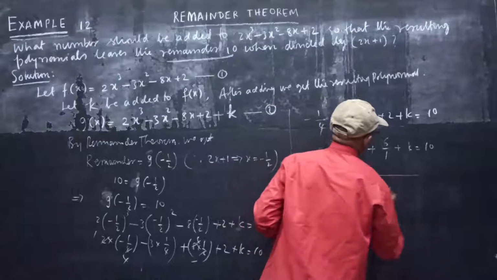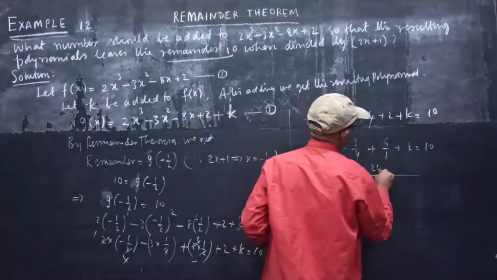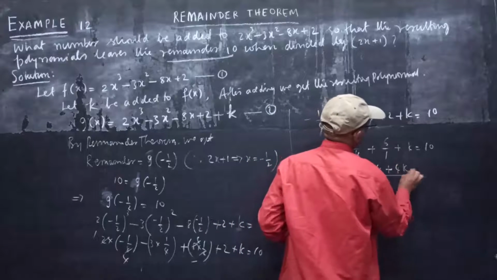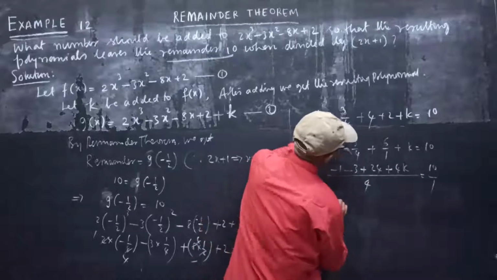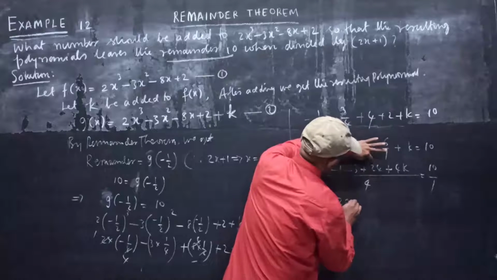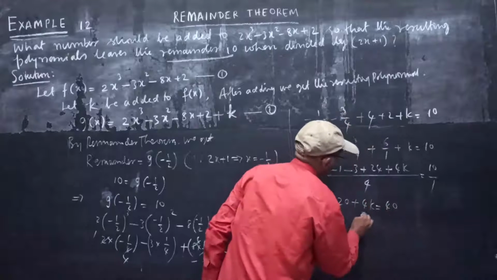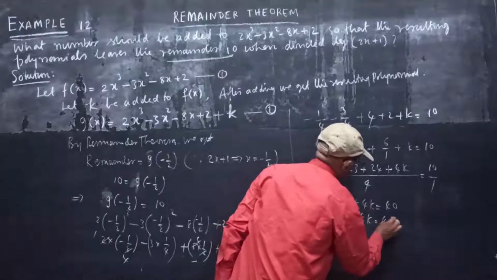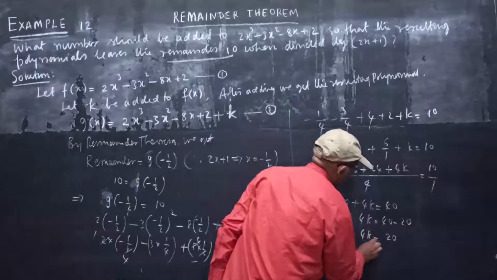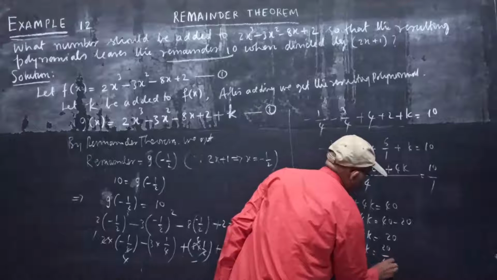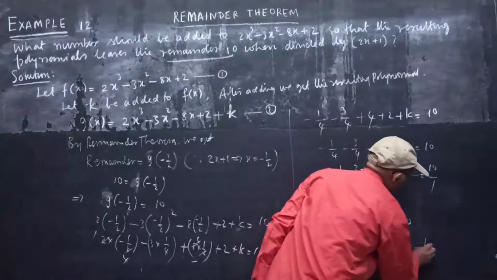We shall take LCM 4, that is minus 1 minus 3 plus 24 plus 4k is equal to 10 by 1. So on cross multiplying, we will get minus 4 plus 20, that is 20 plus 4k is equal to 40. 4k is equal to 40 minus 20, that is 20. So k is equal to 20 by 4, which is equal to 5. Therefore, k is 5.